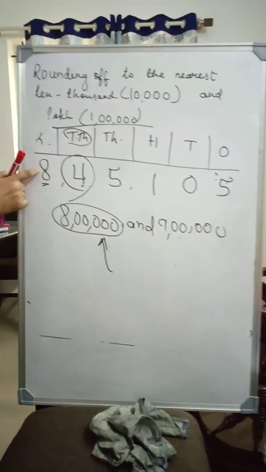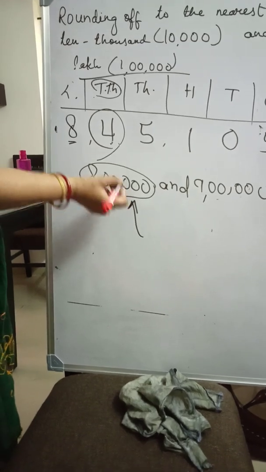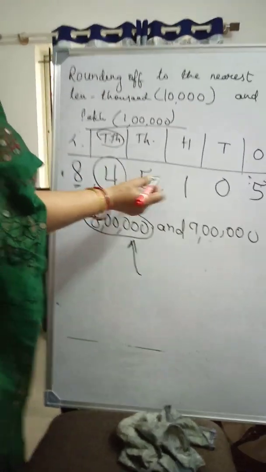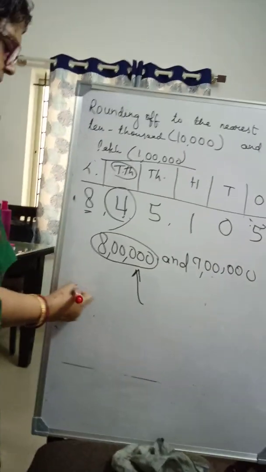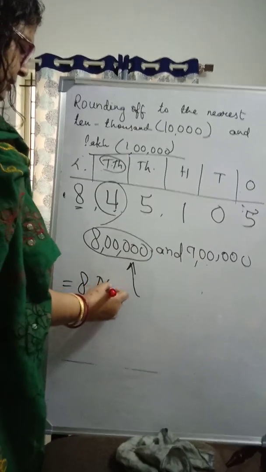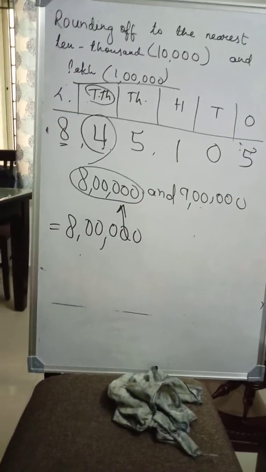The rounding of this number will be smaller than it. Right? So here we see that 8 lakh is less than 8,45,105. So what will be the round off of this number? 8 lakh is the correct answer. Correct? Now let us take another example.